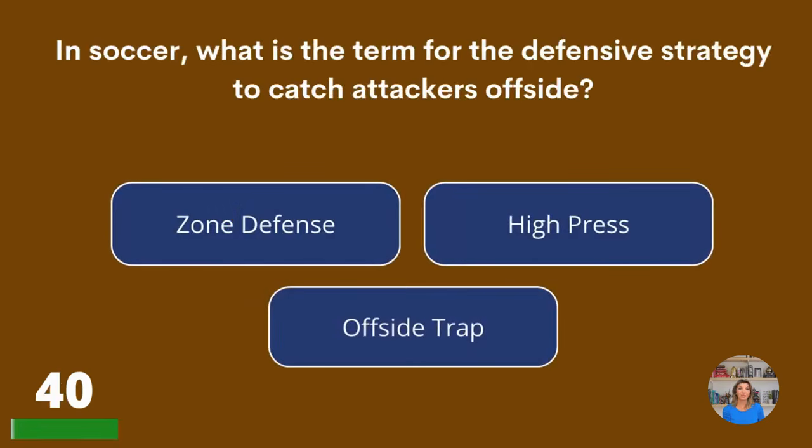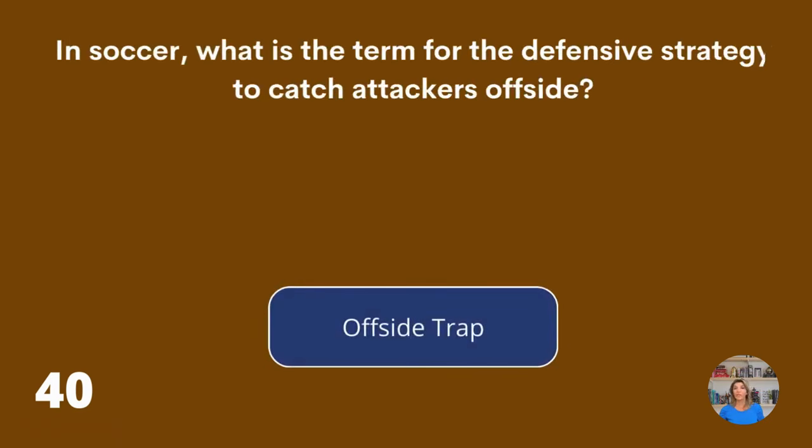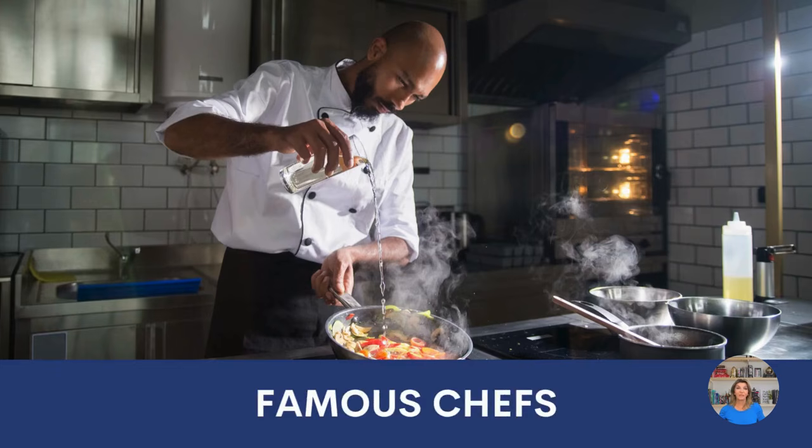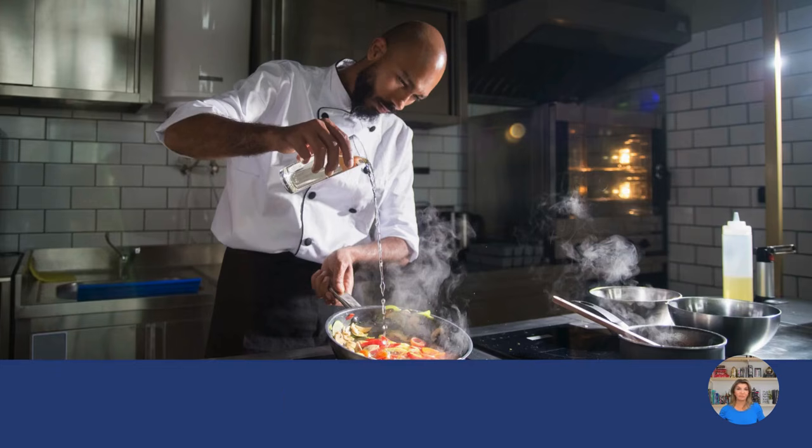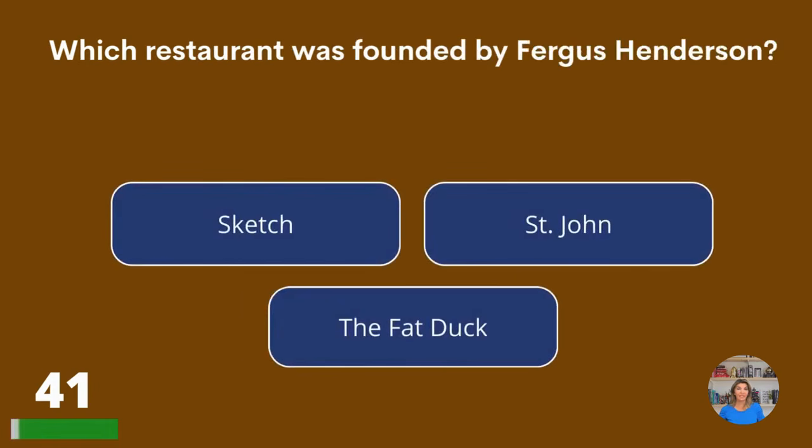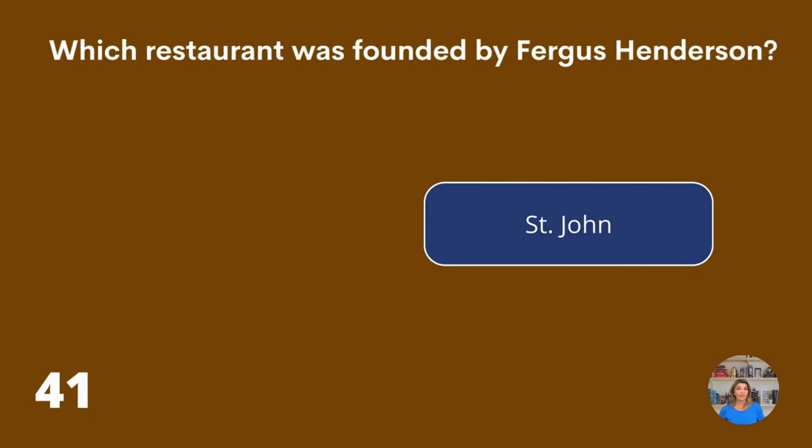In soccer, what is the term for the defensive strategy to catch attackers offside? Zone defense, high press, or offside trap? Offside trap. And let's move to famous chefs for question 41. Which restaurant was founded by Fergus Henderson? Sketch, St. John, or the Fat Duck? St. John.